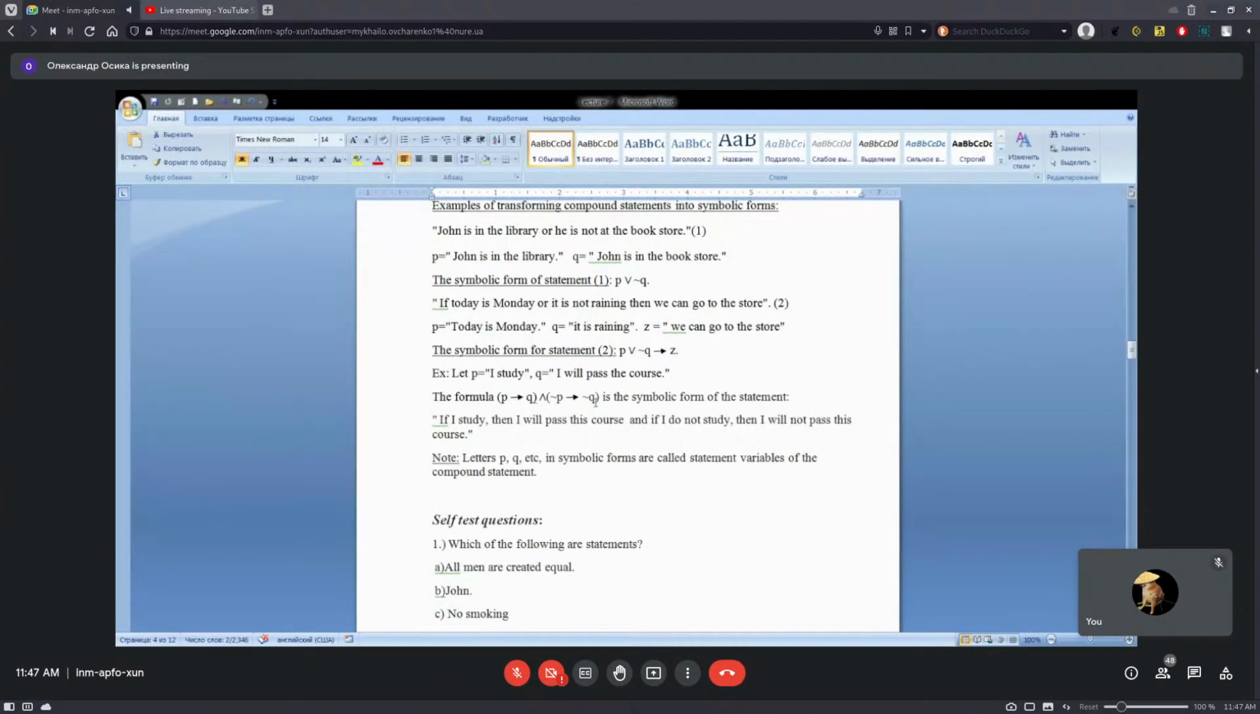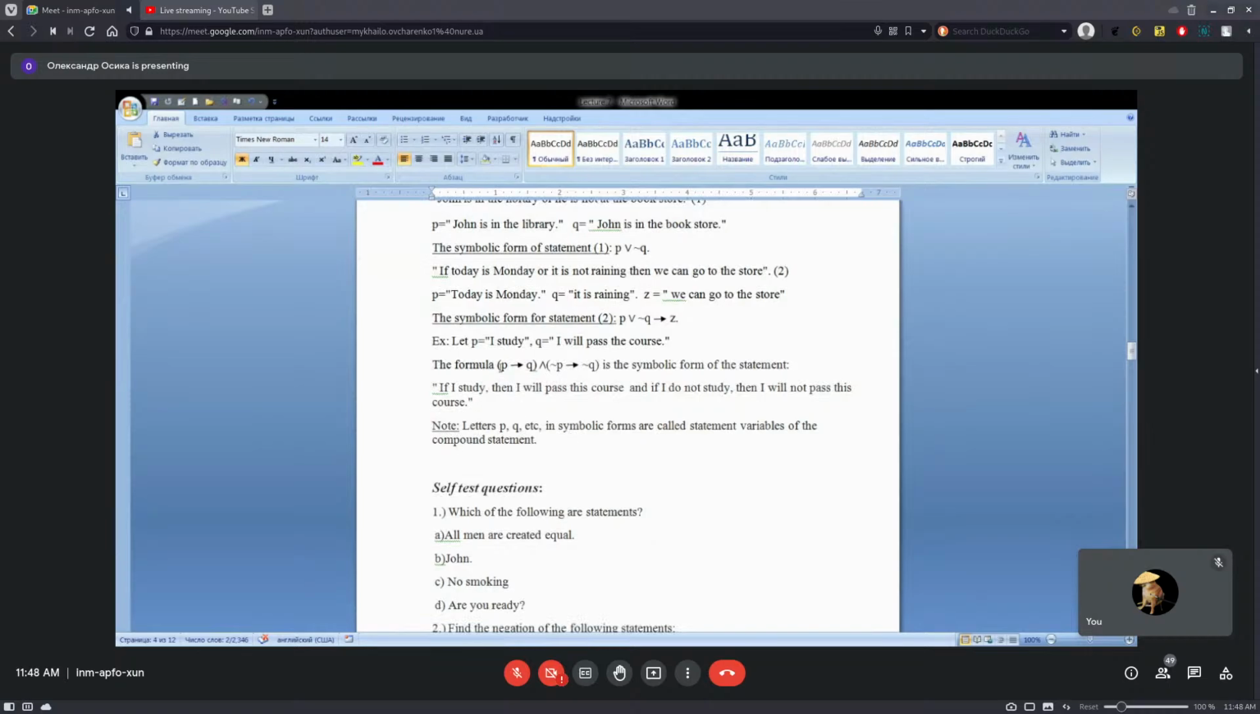Well, we'll speak later about the relation between P implies Q and not P implies not Q. Actually, they don't have the same logical meaning. They denote different things. But well, I was free to write any formulas to connect them, and after that to interpret them as a sentence. Note, letters P, Q, and so on in symbolic form are called statement variables of the compound statement.